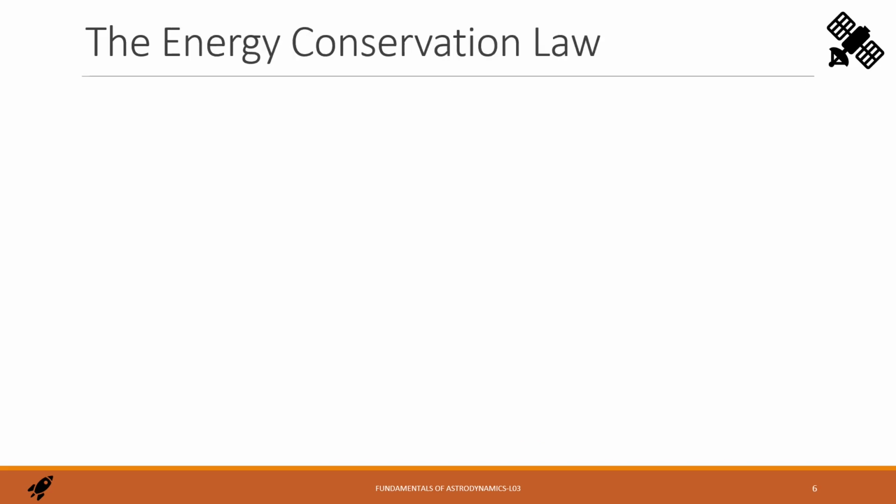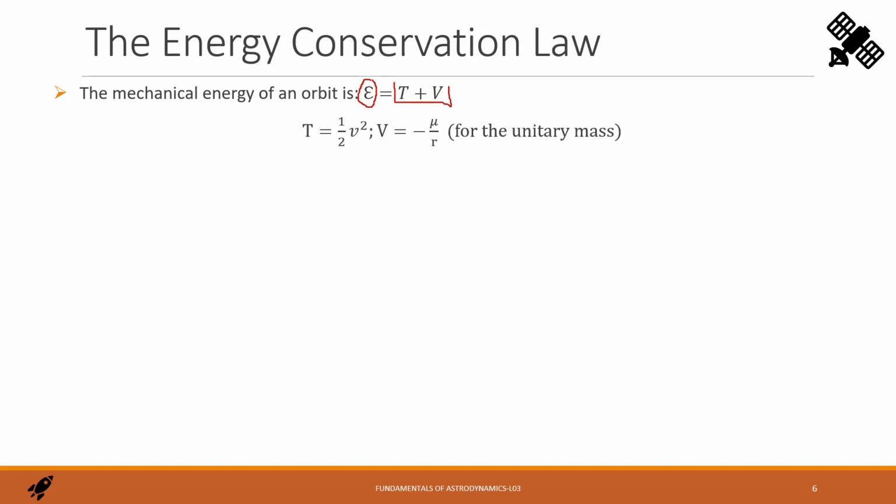We need to take a break here and introduce a new argument, since it is needed for the following development. We talk about the energy conservation of the orbits. The mechanical energy of an orbit is the sum of the kinetic and the potential one. The kinetic energy is well known, being half of v squared. Since we refer to the unitary mass, the mass does not take part here. The potential energy, capital V, is minus mu over r.